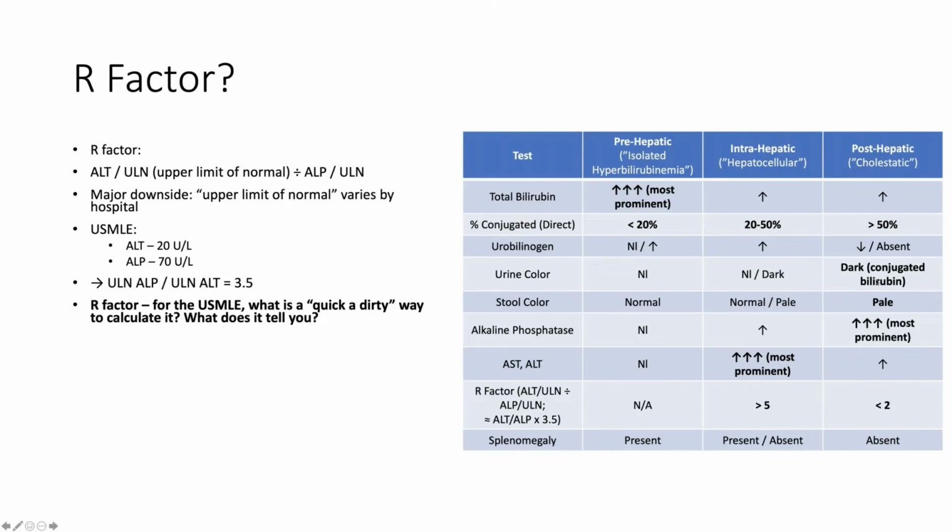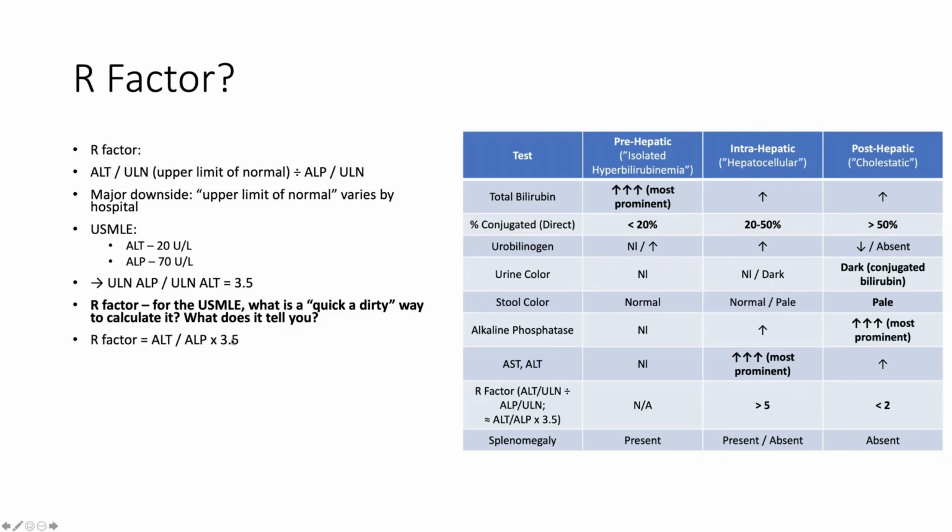So if you followed this, and I don't think I did a very good job of explaining it, but we'll see. Sujith, what would be a quick and dirty way to calculate the R factor? Right? ALT over the upper limit of normal divided by ALK-Phos over the upper limit of normal. What would be a quick and dirty way to calculate it, and what does it tell you? ALT by ALP. So R factor is ALT divided by ALP times 3.5.